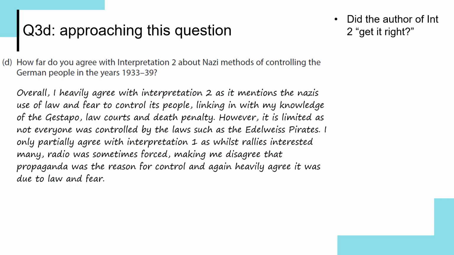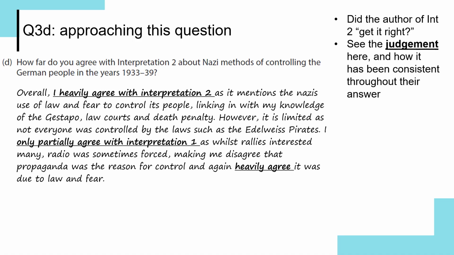And finally, the candidate here concludes their argument. Did the author of interpretation 2 get it right? Remember, though, the question specifically asks how far do you agree with interpretation 2, so your judgment must address this, even if you agree more with interpretation 1. Remembering that this candidate opened their answer by saying that they agree with interpretation 2, and that is followed through here into their conclusion, that they now heavily agree with interpretation 2 and only partly agree with aspects of interpretation 1. This is consistent throughout their answer and is what the examiner is looking for.